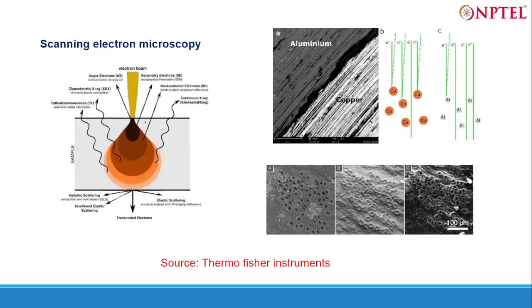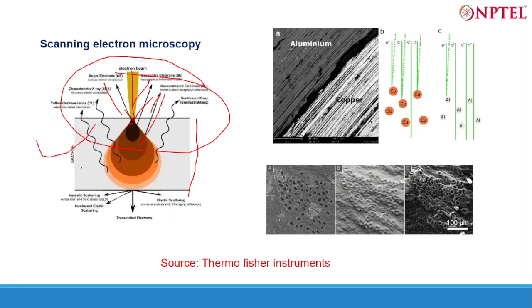I put an image here also, so you can get a good understanding. This is the sample, and this is the focused electron beam. These are the X-rays which are measured by EDX. We have secondary electrons and backscattered electrons coming from deep. These are the things measured by the scanning electron microscope. That's how this phenomenon is utilized inside the system for this microscopy.